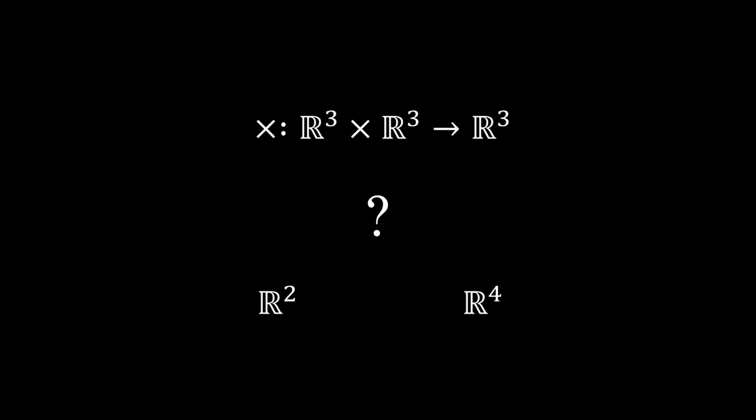When you learned in school about vectors and operations on them, you specifically learned about the cross product. This operation takes two vectors in R3 and returns another vector in R3. But you might be asking yourself, why does it have to be specific to R3? Can it make sense for other dimensions as well, like R2 or R4?